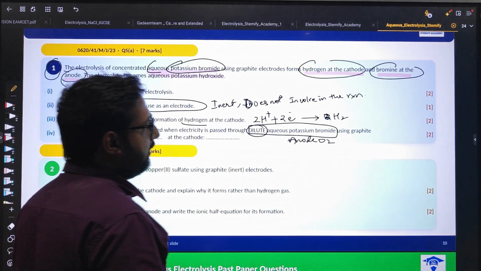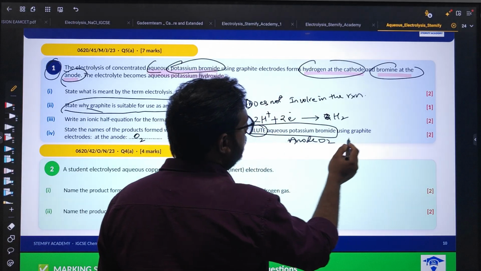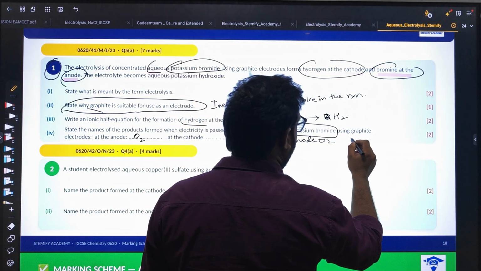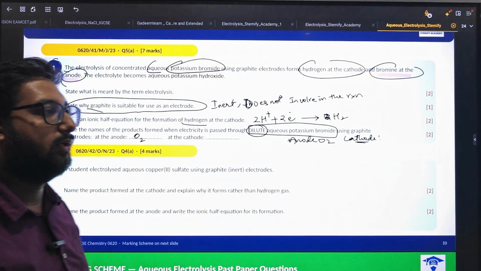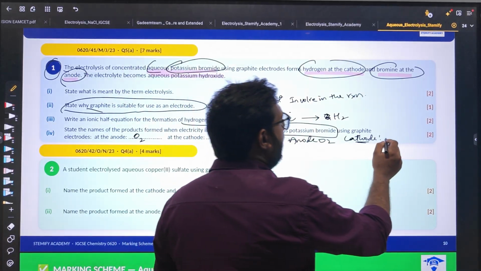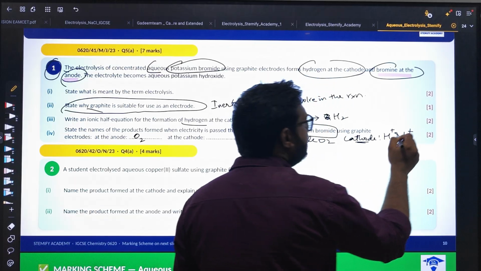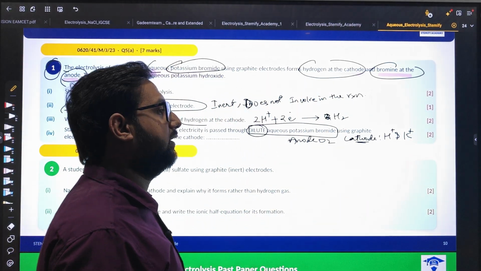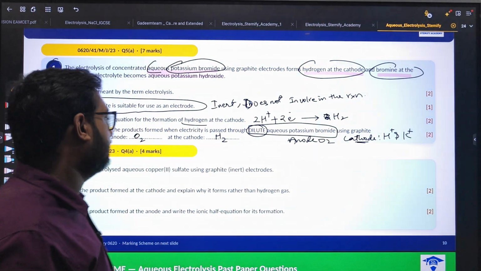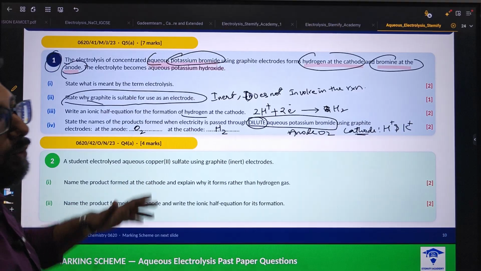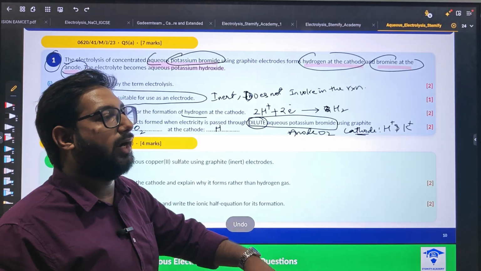And at cathode, the least reactive is deposited. The least reactive is discharged, right? So when you have an aqueous solution, at the cathode you have two ions. Which are they? The H+ ion and the K+ ion. Which is least reactive here? H+ is least reactive. So what is obtained at cathode? H2 gas. Simple, right? If you know the concept, it is very simple. But if you don't know this concept, you tend to write wrong answers.